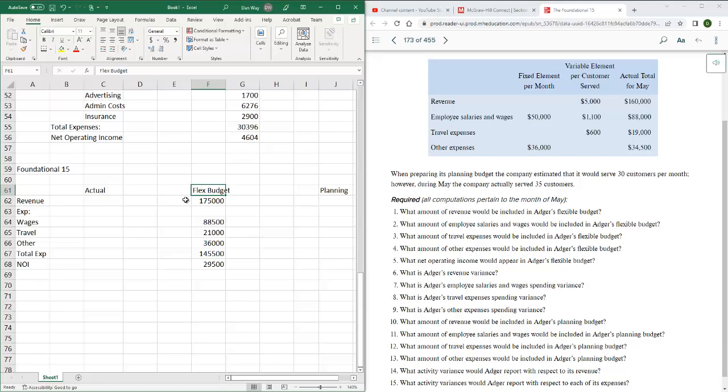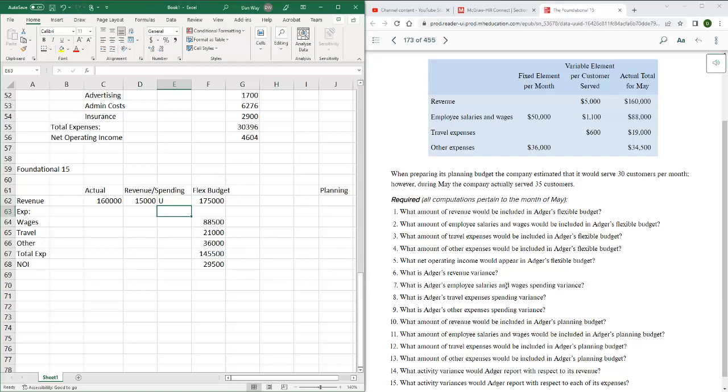Okay, so I've got to compare my actual to my flex. Actual revenue was $160,000. So the revenue variance, this is revenue and spending variances in this column. The revenue variance here is the difference between the flex budget revenue of 175 and that actual revenue of 160. So $15,000. Now actual is lower than flex. This is a revenue item, so that would be unfavorable.